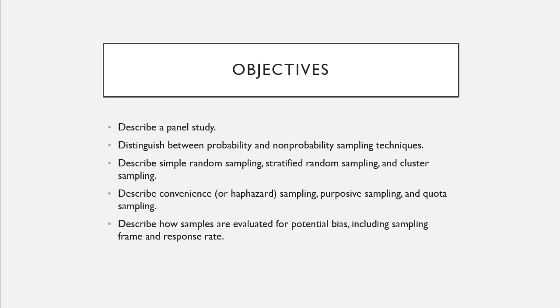We're going to talk about probability versus non-probability sampling techniques and the benefits of each. We'll look at simple random sampling, stratified random sampling, and cluster sampling, and we'll use some examples that will make sense to you being a student here at Olivet College. We're going to talk about convenience, or what we sometimes call haphazard sampling, purposive sampling, and quota sampling. And then we'll look at how samples are evaluated for bias, including sampling frame and the response rate.